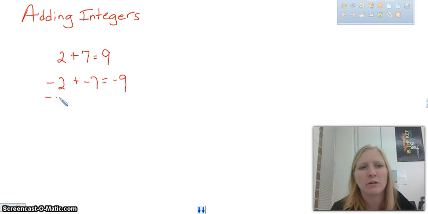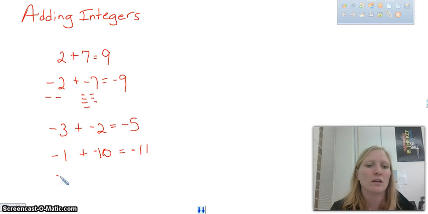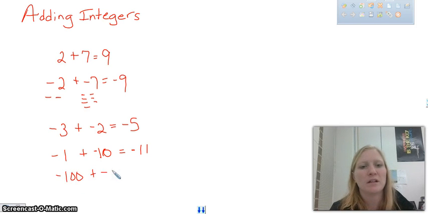I like to sometimes just draw little negative signs. So this one would have 2, and this one would have 7. And if you count them up, 1, 2, 3, 4, 5, 6, 7, 8, 9. So 9 negative. If I have negative 3 plus negative 2, that gives me negative 5. If I have negative 1 plus negative 10, we'll say, negative 1 plus negative 10 gives me negative 11. Negative 100 plus negative 100 gives me negative 200.